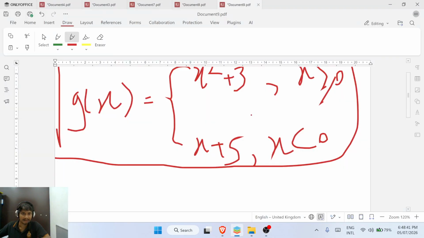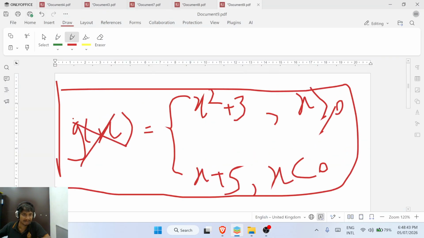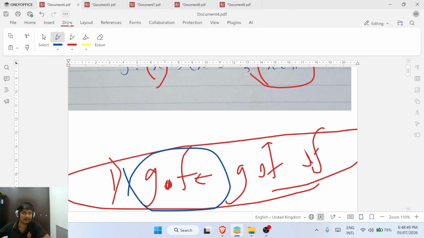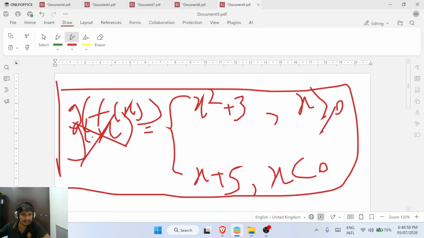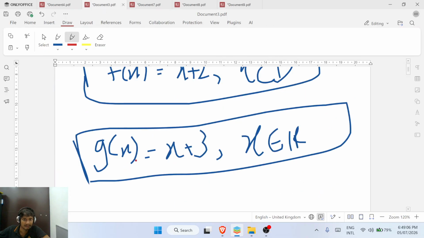Sorry, again, this is not g of x. It is g of f of x. This is the question. We have already discussed g of f of x. Therefore, g of f of x is equal to x square plus 3 if x is greater than or equal to 0. That is what we have found here.